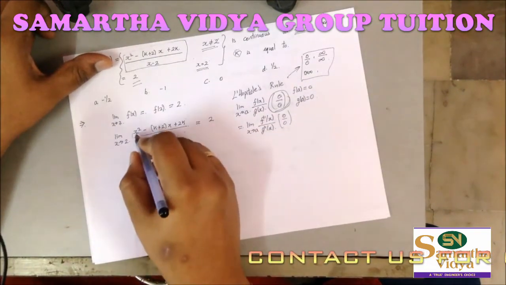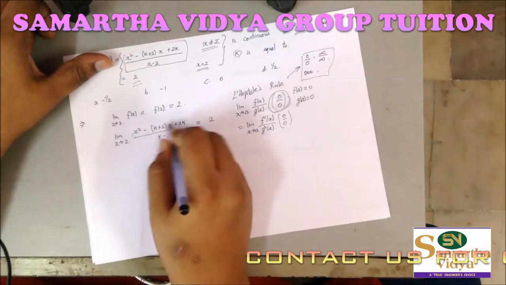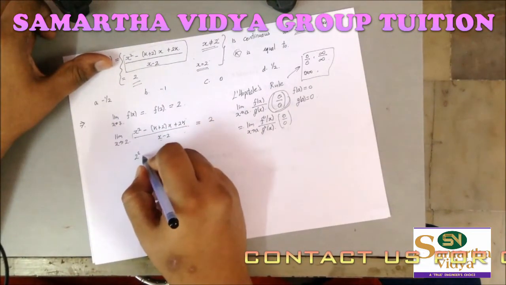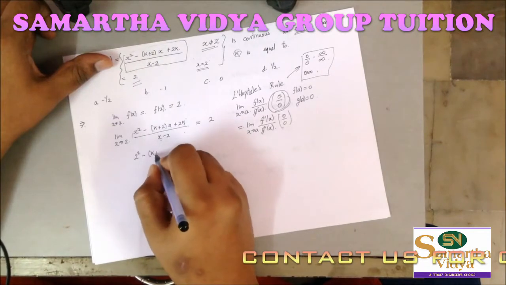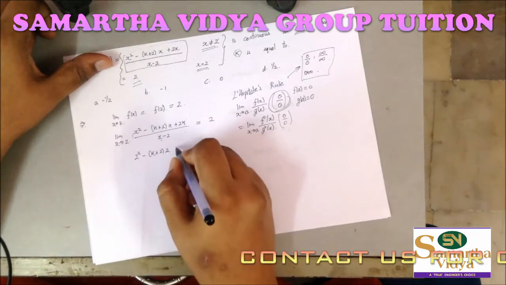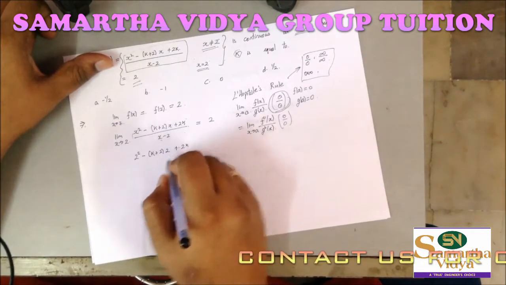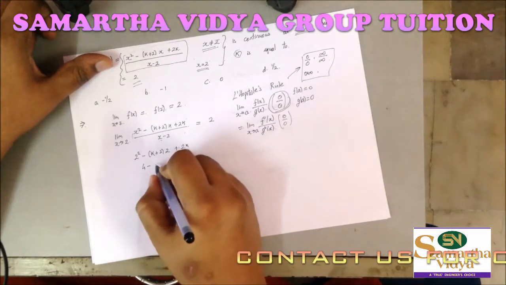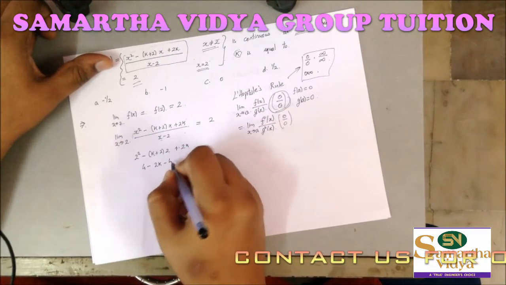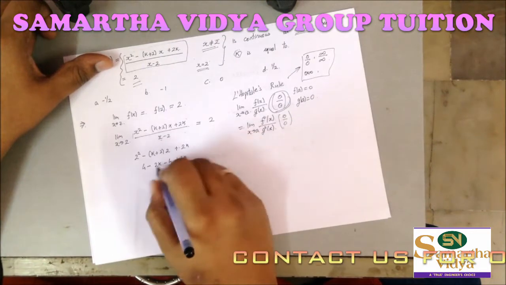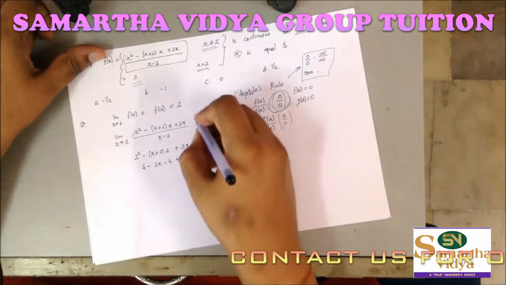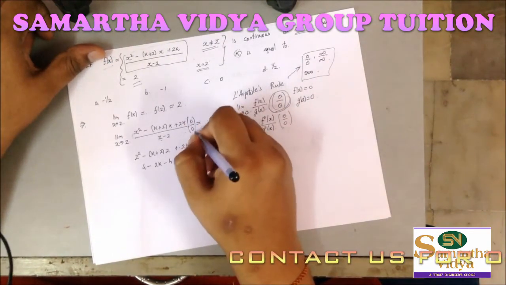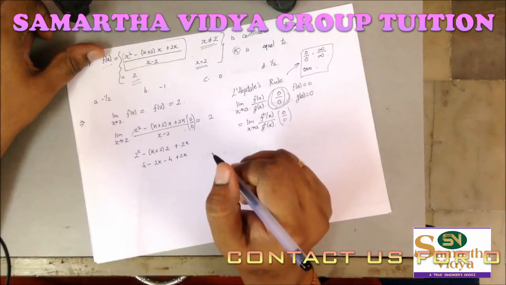So I'm just substituting x as 2 in the numerator part. So it becomes 2 square minus k plus 2 into 2 plus 2k. So if I just open this up, this becomes 4 minus 2k minus 4 plus 2k. So you can see that it is basically 0. So you're getting this as 0 by 0 form, so we can apply the L'Hopital rule directly over here.